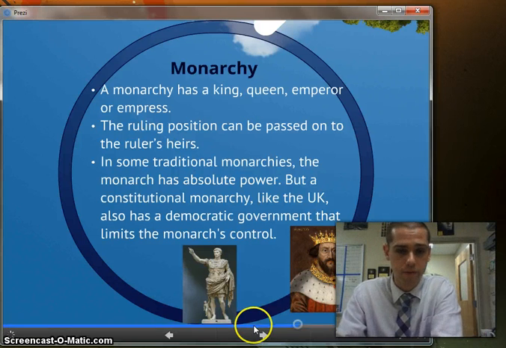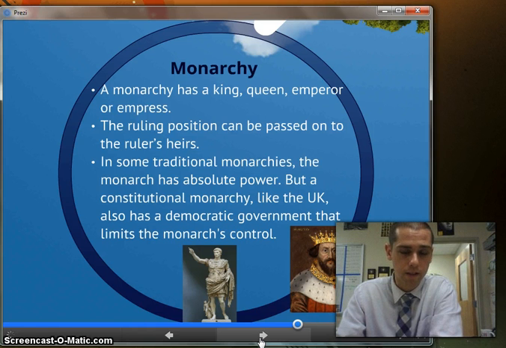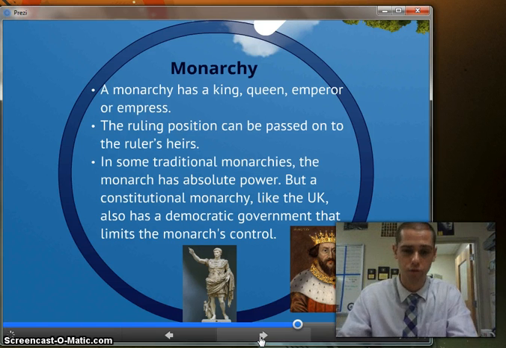Monarchy is a form of government that has a king, queen, emperor, or empress. In a monarchy, the ruling position can be passed down to the ruler's heirs, meaning if a father is a king, later on after he passes away, his son will be king. Or if he does not have a son, it would go to his daughter and she would be queen. In some traditional monarchies, the monarch has absolute power, meaning no one can stop their control. Anything they say becomes law.